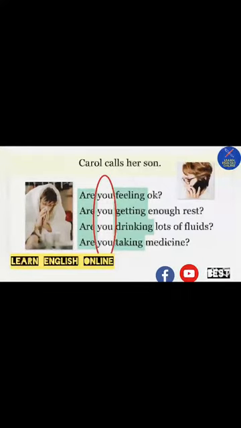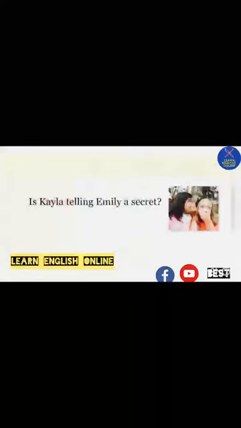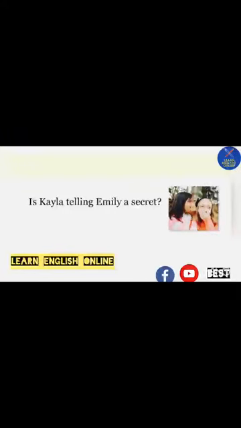Let's look at some more examples. Is Kayla telling Emily a secret? Do you see? Be verb, then subject, then the ing verb. Is Kayla telling Emily a secret? Yes, she is.